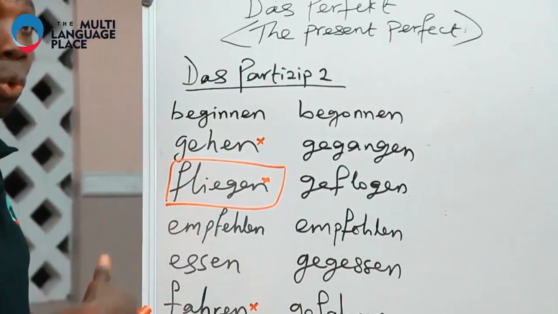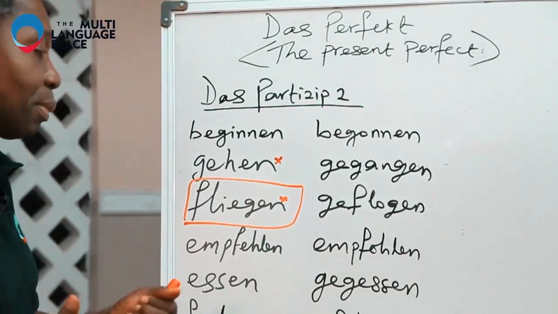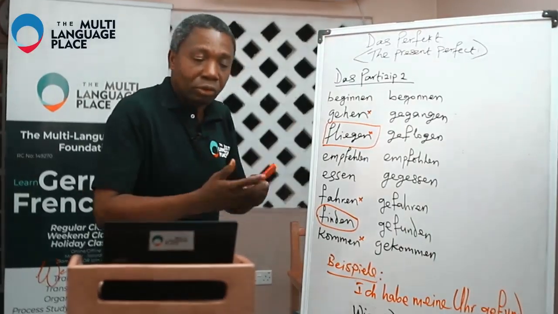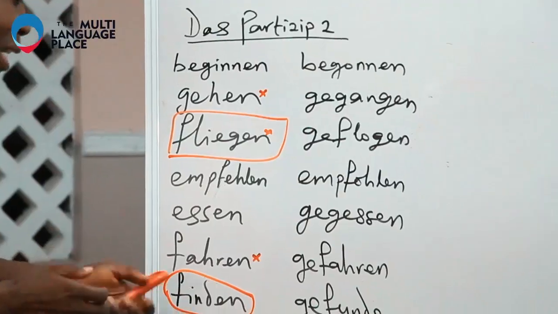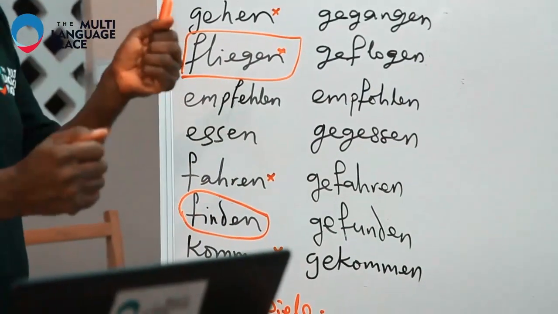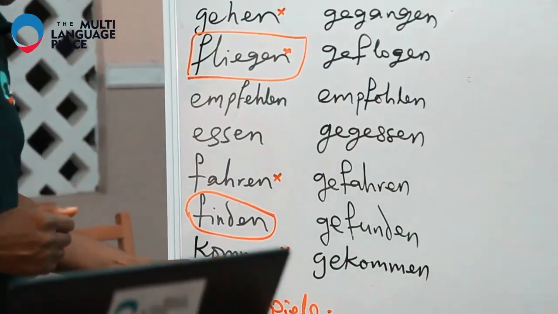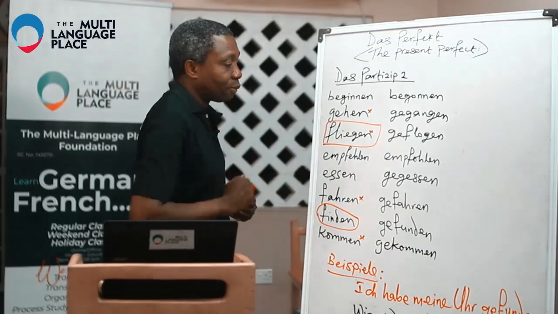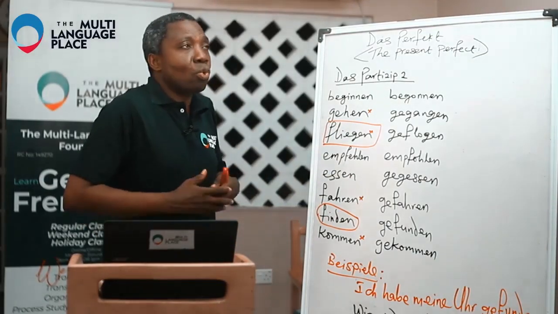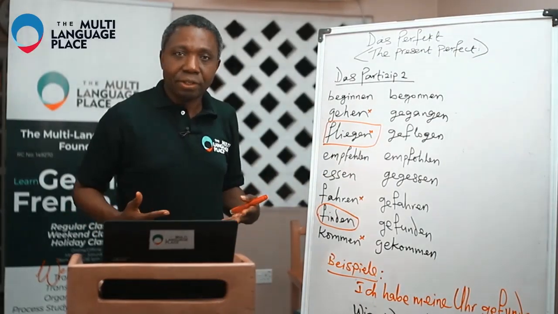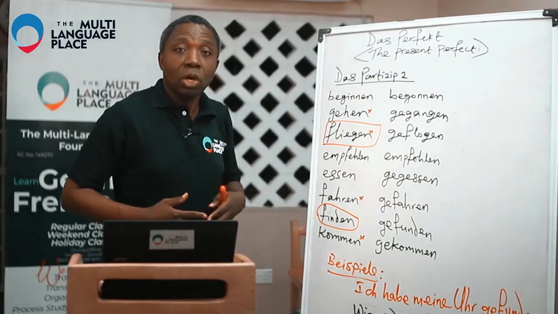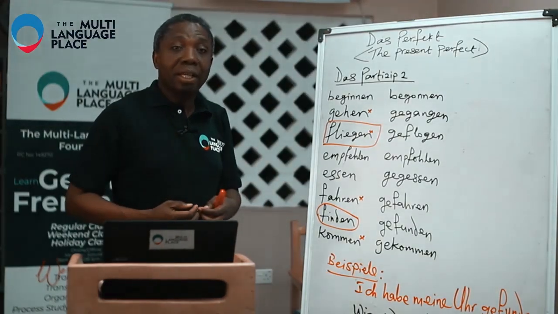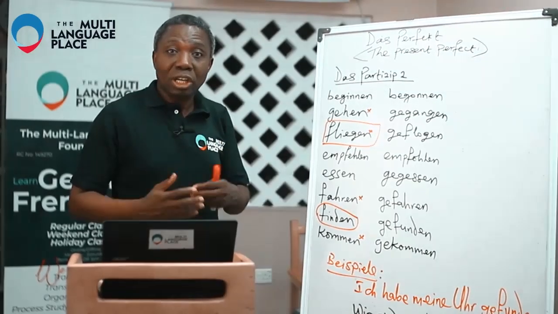Gehen means to go, so gehen is a verb of movement. Fliegen is to fly, a verb of movement. Fahren, to drive, is a verb of movement. Kommen, to come, is a verb of movement. All four of them are verbs of movement. So when building the perfect tense, you make use of sein as the helping verb.